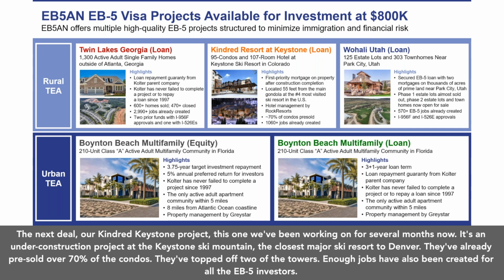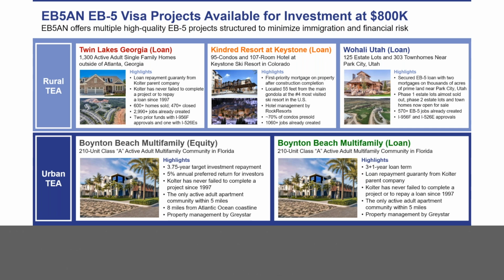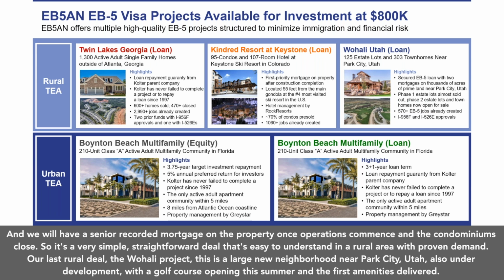The next deal, our Kindred Keystone project. This one we've been working on for several months now. It's an under construction project at the Keystone Ski Mountain, the closest major ski resort to Denver. They've already pre-sold over 70% of the condos. They've topped off 2 of the towers. Enough jobs have also been created for all the EB5 investors. And we will have a senior recorded mortgage on the property once operations commence and the condominiums close. So it's a very simple, straightforward deal that's easy to understand in a rural area with proven demand.